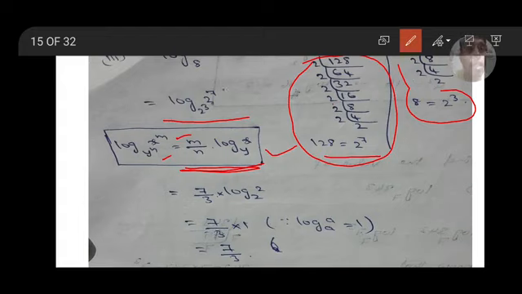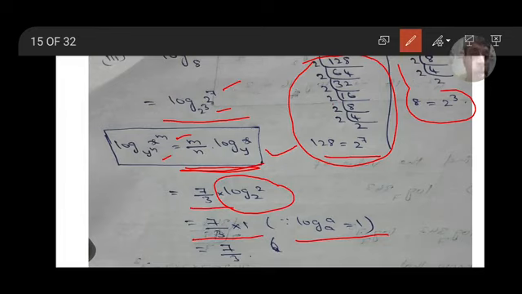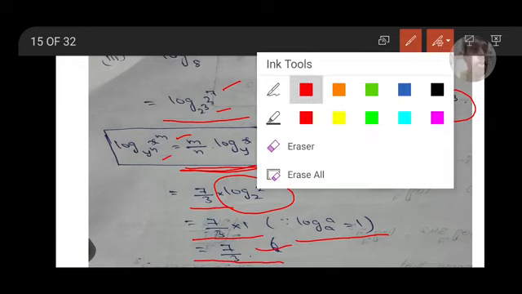So here 7 is the power and the base power is 3. Therefore 7 by 3 into log 2 to the base 2. And we have log a to the base a equal to 1. Therefore log 2 to the base 2 value is 1. Therefore 7 by 3 into 1, that is 7 by 3. Okay, that is the answer.